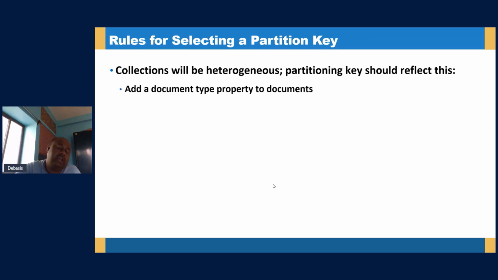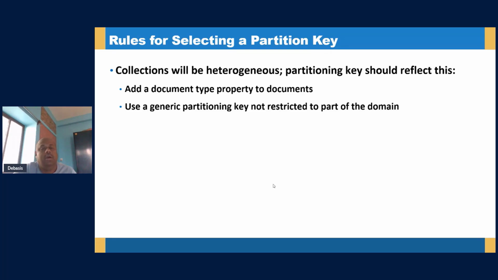Partition keys need to be a property which always exists in a record and can be used to distinguish different types of records or documents. Add a document type property to documents. Use a generic partition key not tied to part of the domain. We can use that if we have a generic partition key which is not part of the current domain.